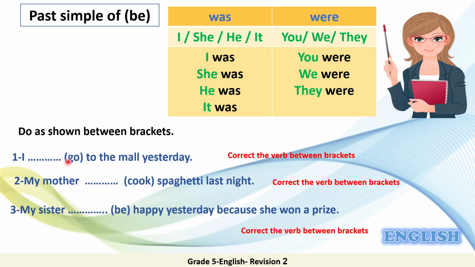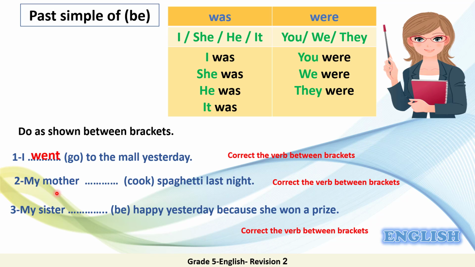I blank go to the mall yesterday. As always, we should look for the keyword. Excellent, here it is, yesterday. So we need the past form of go. Go, my friends, has an irregular past form. Good job. Went. Now pause the video and do the rest.